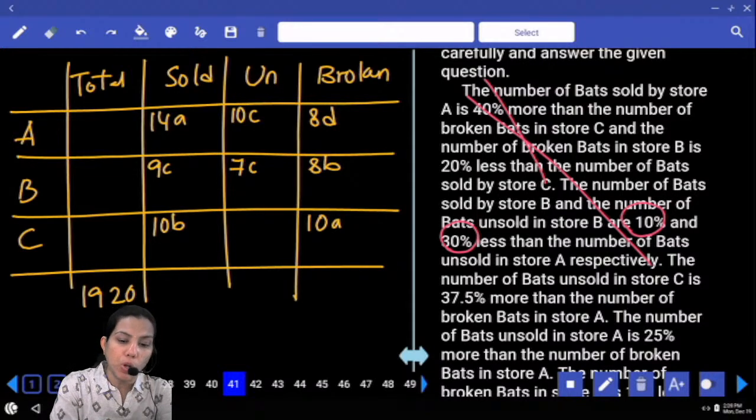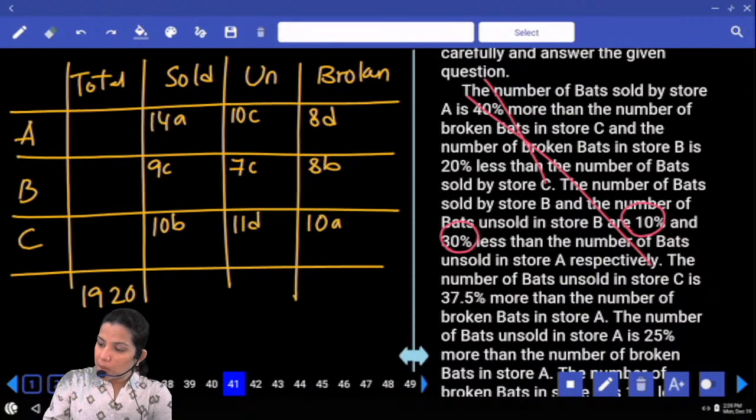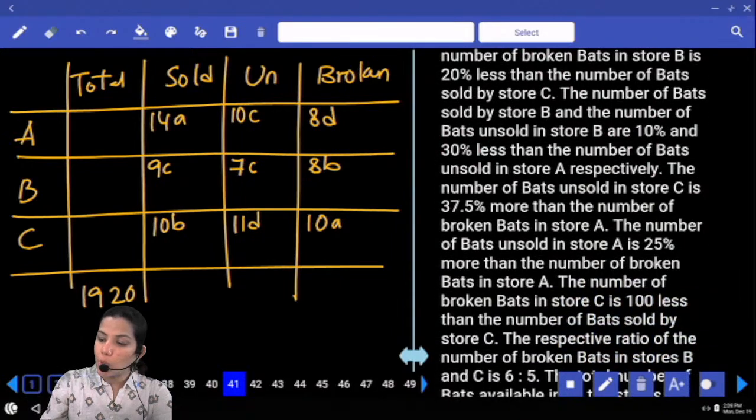3/8 means 3 more. So it is 11D. Next, the number of bats unsold in store A is 25% more than the number of broken bats in store A. So first statement, the number of bats unsold in store A. What is unsold in store A?